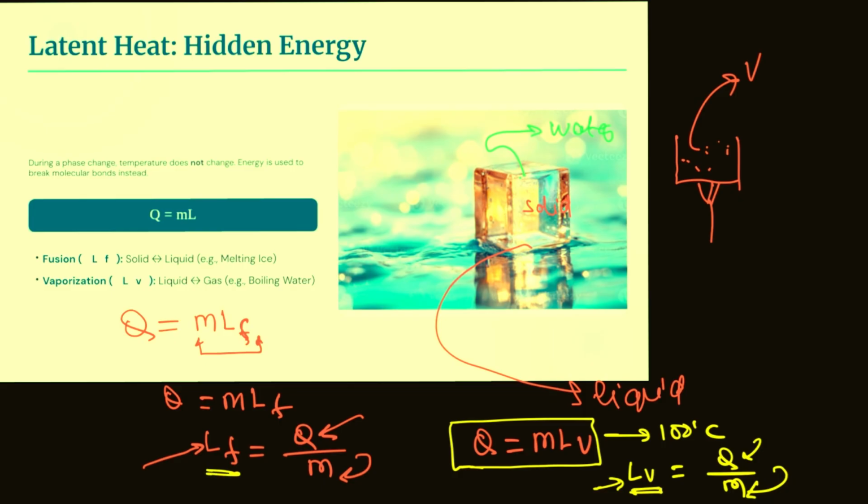In conclusion, if you have to convert 1 kg ice into water, whatever heat is required is called latent heat of fusion. If you have to convert 1 kg water into steam, whatever heat is required is known as latent heat of vaporization.